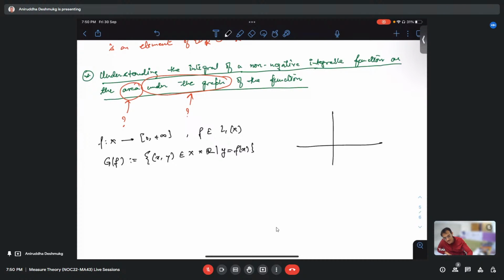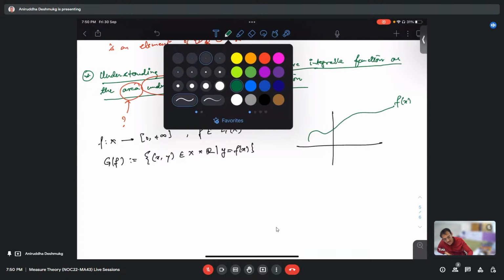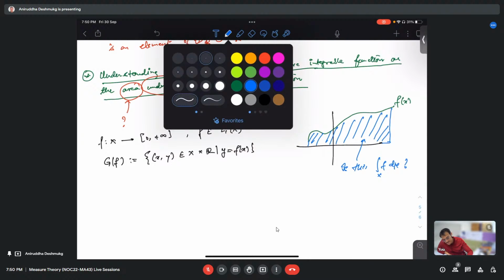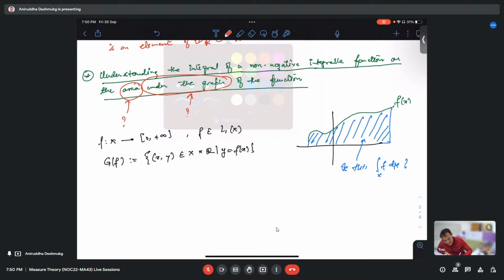So in general, it may look something like this. This is our reference. Now we want to visualize this part. Now this is the area under the curve. We want to visualize this as the integral of f. This is our question. Maybe in some different color, this is called the graph.